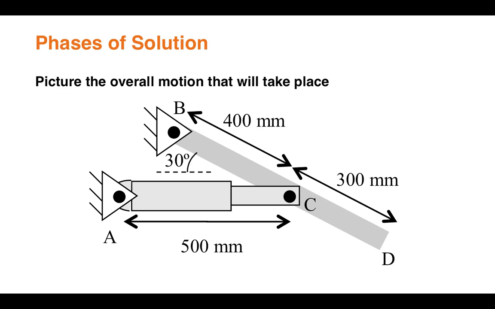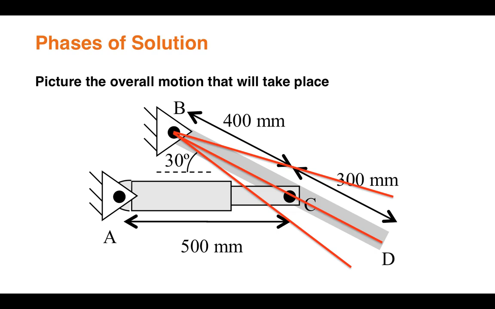How does BCD pivot? Here is a line corresponding to the original orientation of BCD. This line can tilt down or it could tilt up. So which occurs? Remember, AC is attached to BCD at C, and BC has to stay the same length. So here's AC initially, and here it is if BCD tilts down, and here's AC if BCD tilts up. Notice that AC gets longer only if BCD tilts up. So we have the overall motion. As AC extends, BCD tilts up.